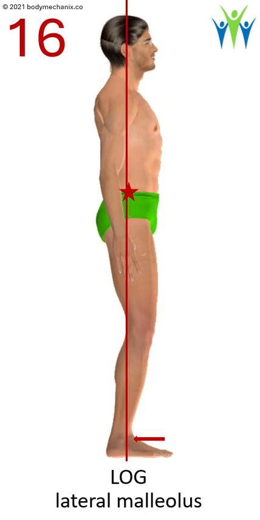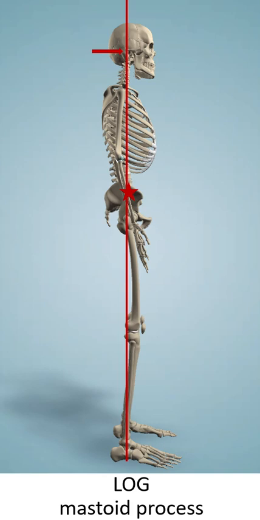Try to memorize those positions. We will need them a lot later on. I'll go through those landmarks on the skeleton again. So first off, we start with the mastoid process. Then we set anterior to the shoulder joint before it runs through the center of gravity. Then it goes through the greater trochanter, through the head of the fibula, and again anterior to the lateral malleolus.